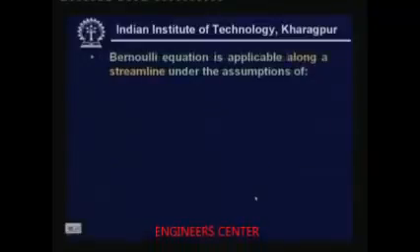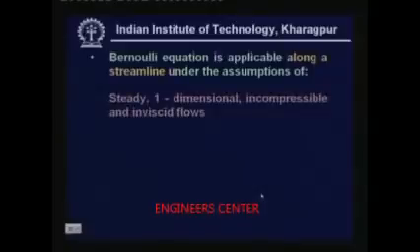Now Bernoulli equation is applicable along a streamline under the assumptions of steady flow, one dimensional flow, incompressible flow and inviscid flow. So what do we mean by steady flow? As you know, steady flow means the flow doesn't vary with time. So whenever you have fluid flow situations which do not vary with time, you call that flow as steady flow.